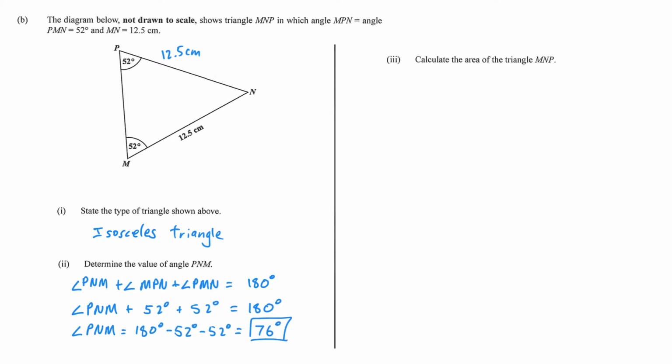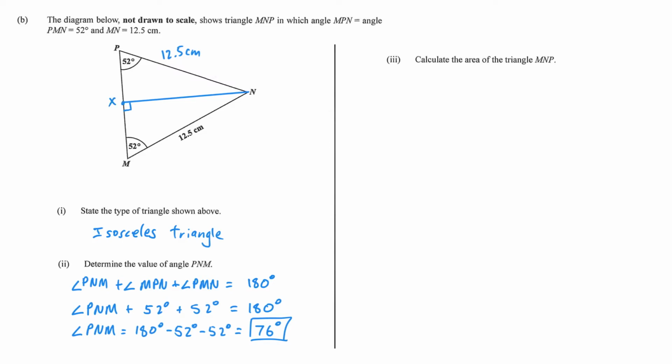In part 3, we're asked to calculate the area of the triangle MNP. To calculate the area, I'm going to draw a line that's perpendicular to PM from the vertex PNM. Since we have an isosceles triangle, I know that this line splits our triangle into two identical pieces. I'm going to label the point where my line intersects PM as X.